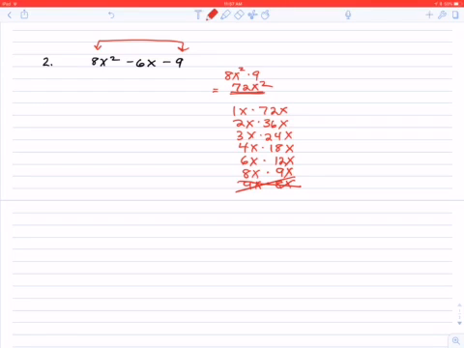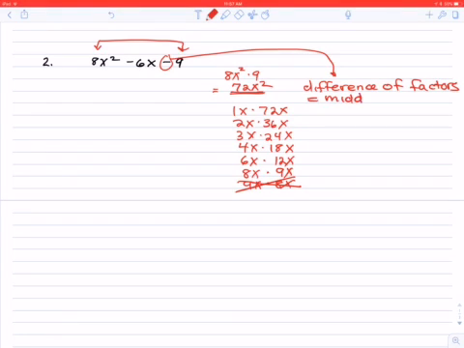So now this last sign is negative. So I want the difference of the factors to equal the middle term. So if I subtract, this 6x and 12x will give us a difference of that middle term.